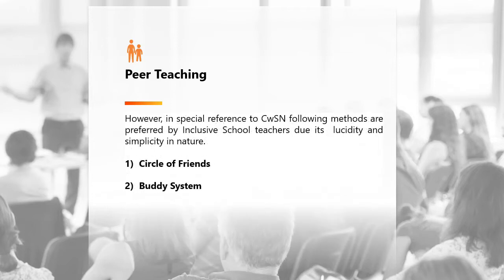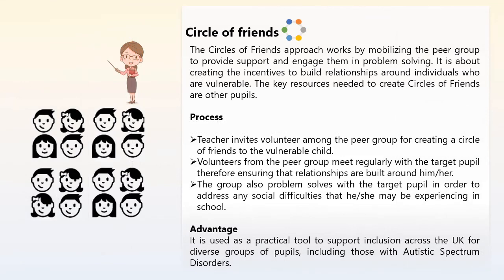However, in special reference to children with special needs, the following methods are preferred by inclusive school teachers due to their lucidity and simplicity in nature: circle of friends and buddy system. Let's discuss the circle of friends, peer teaching, instruction strategy. Circle of friends is an approach which originated in North America.